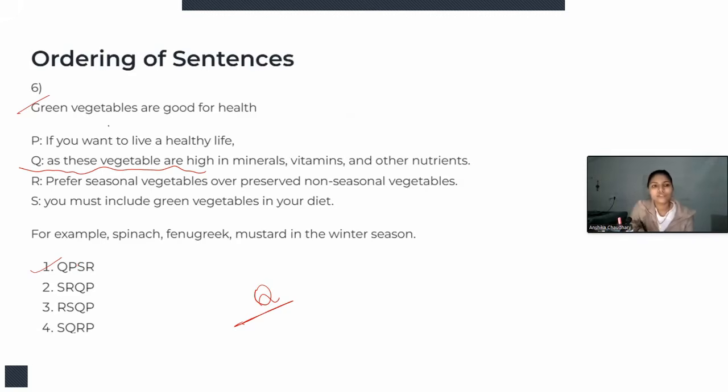Let's check it now. So green vegetables are good for health as these vegetables are high in minerals, vitamins, and other nutrients. If you want to live a healthy life, you must include green vegetables in your diet. Prefer seasonal vegetables over preserved non-seasonal vegetables. Yeah, it is all okay, right? There is no problem with this. So QPSR will be the correct sequence of lines to make a meaningful paragraph. I think it is clear to you.